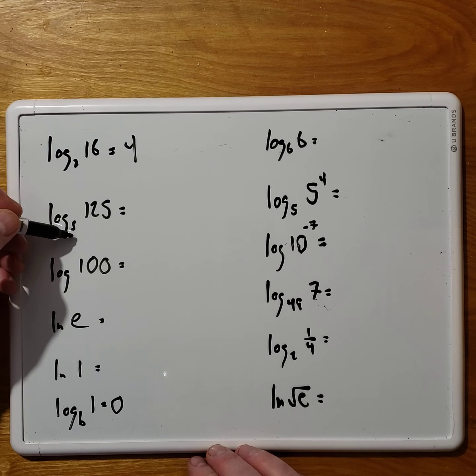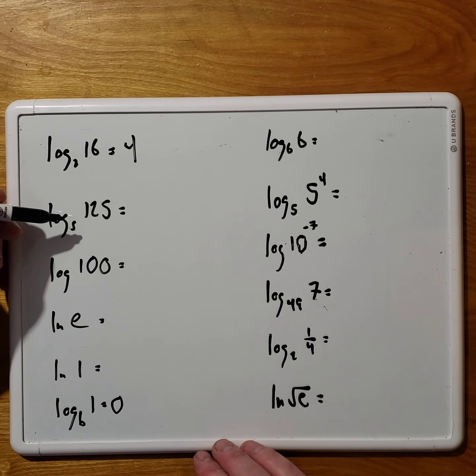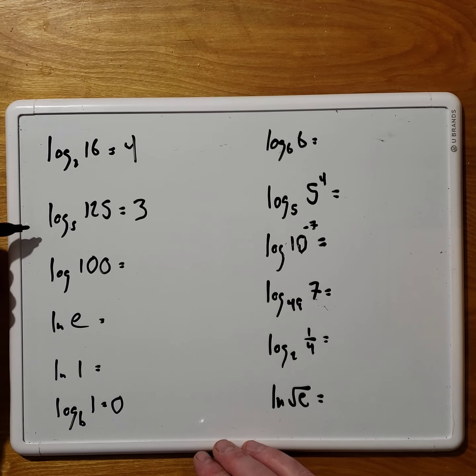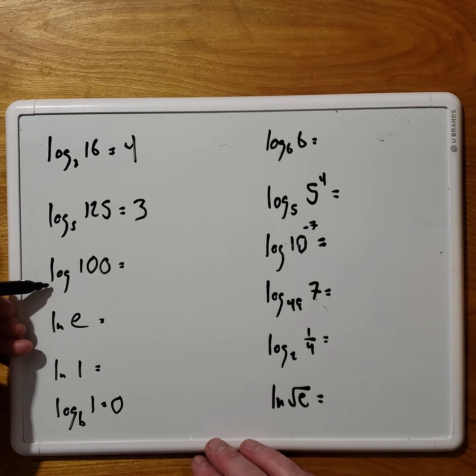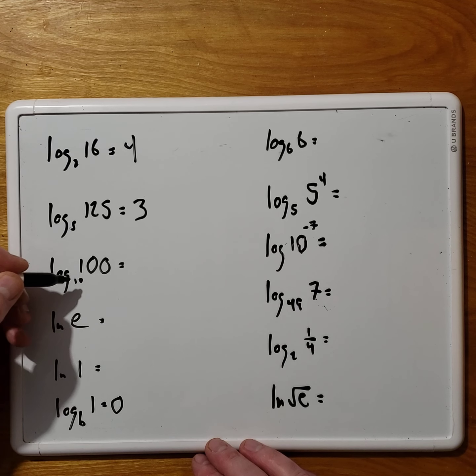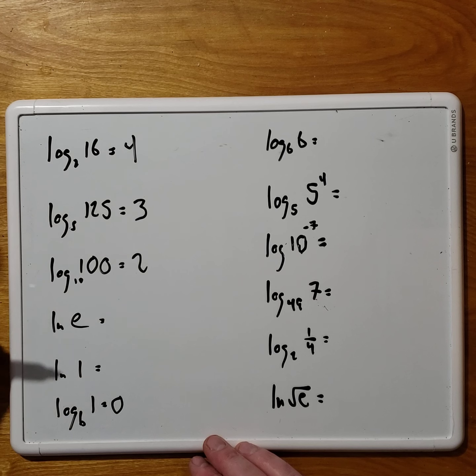How many 5's would we have to multiply together to get 125? Well, 5 times 5 is 25. Multiply that by 5, you get 125. So 3. So logarithms really aren't any more difficult than multiplying and counting. You just got to remember what they mean. Log with no base means log base 10. 10 to what power would be 100? 10 times 10, that's 2.